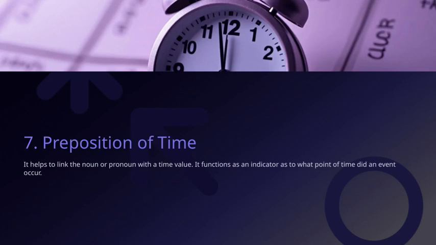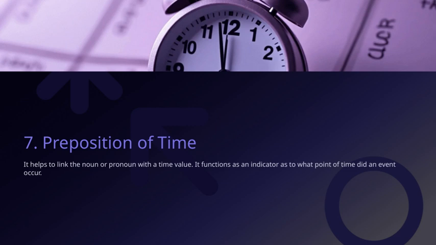Now, let's talk about prepositions of time. These are really useful because they help us link a noun or pronoun with a specific time value. Essentially, they serve as indicators, showing us exactly when an event took place. For example, words like at, on, and in help pinpoint the timing of actions or events, making our communication clearer and more precise. Understanding how these prepositions function is key to expressing time accurately in both speaking and writing.